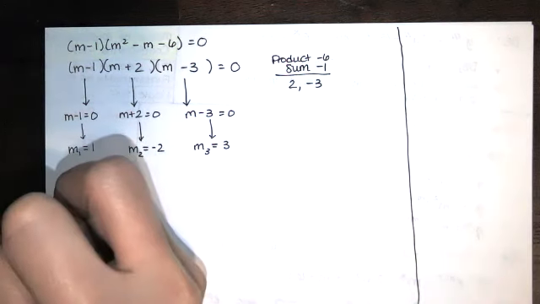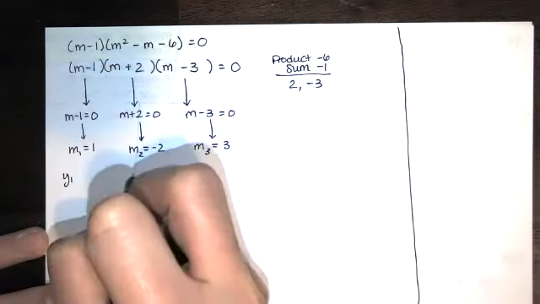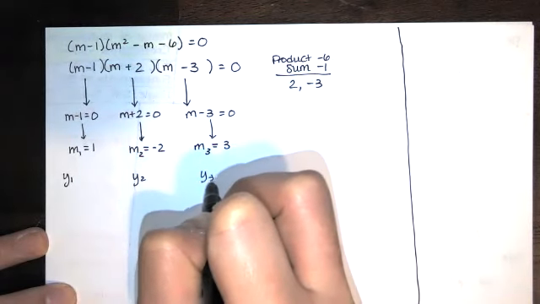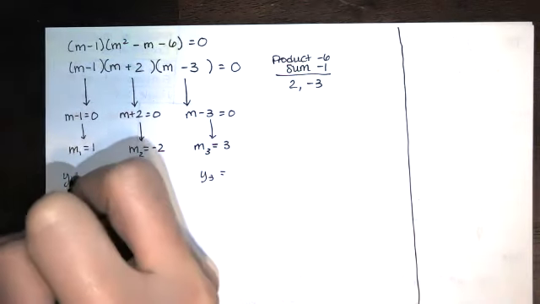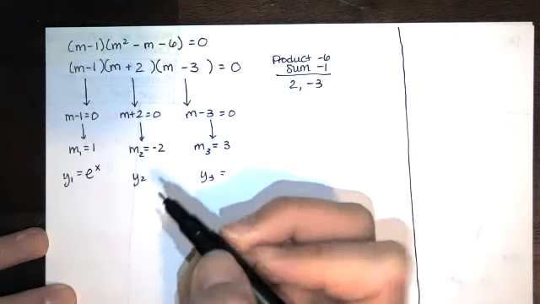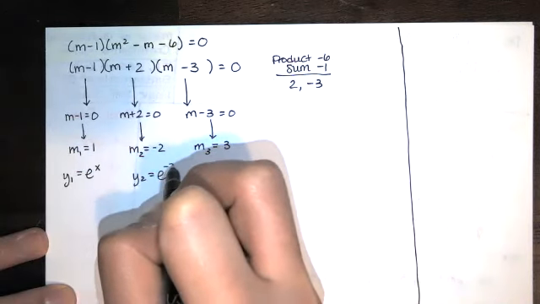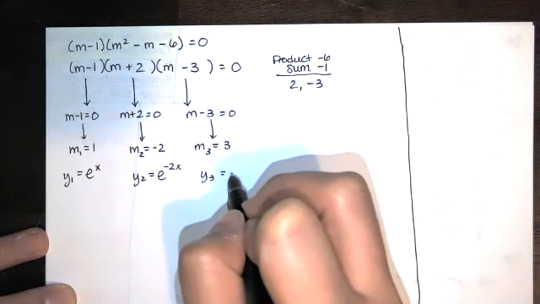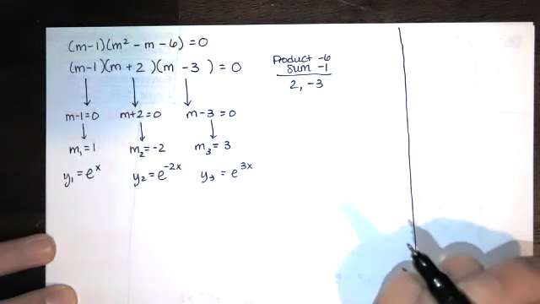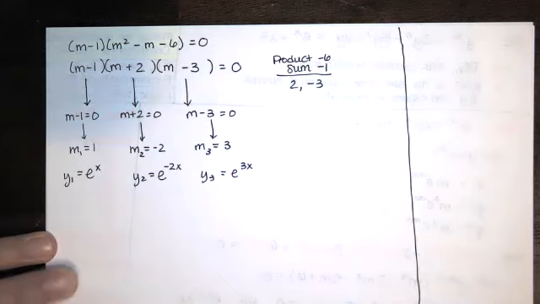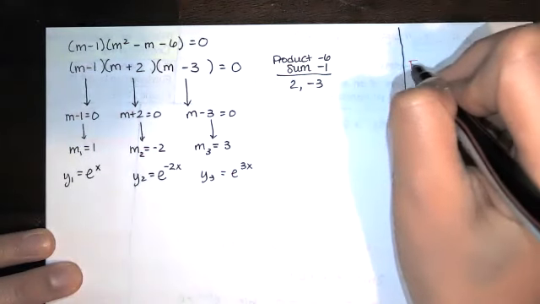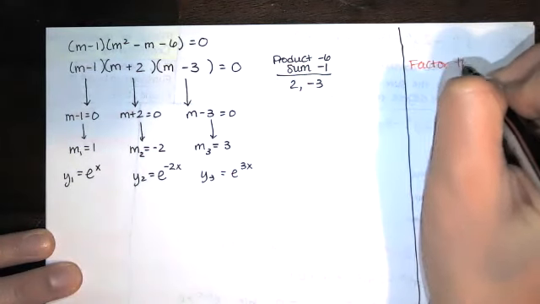And then the corresponding solutions to the differential equation are e to the m1x, so that's e to the x, and e to the m2x, e to the negative 2x, and e to the m3x. Okay, so we factored the characteristic equation.